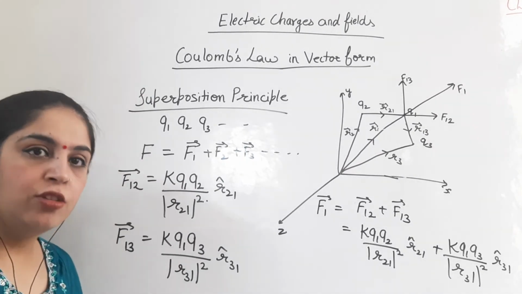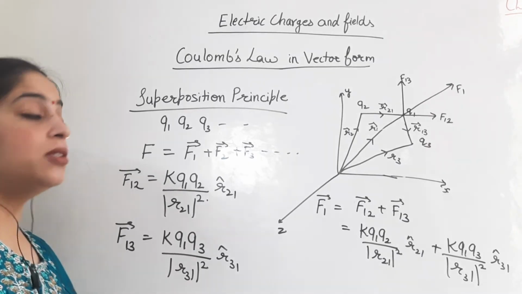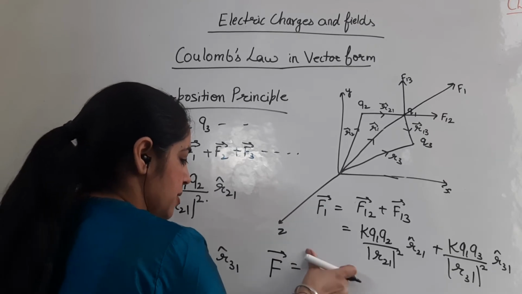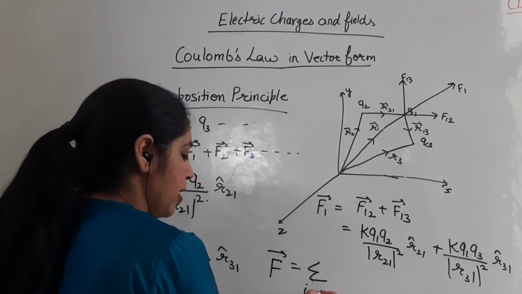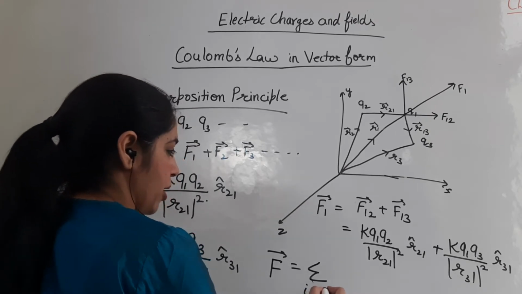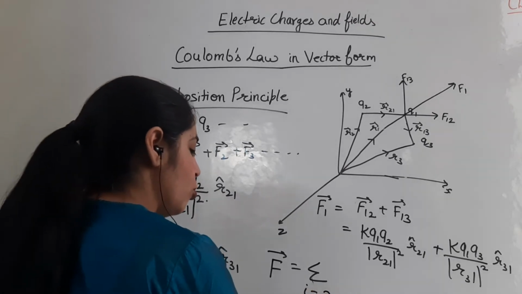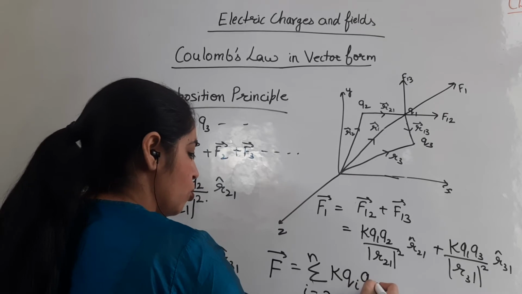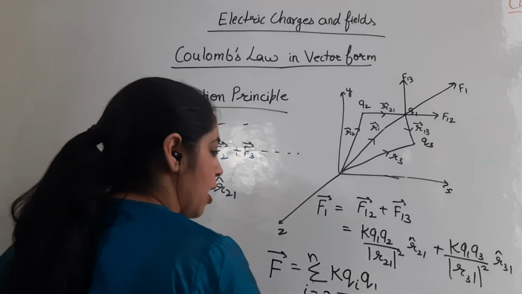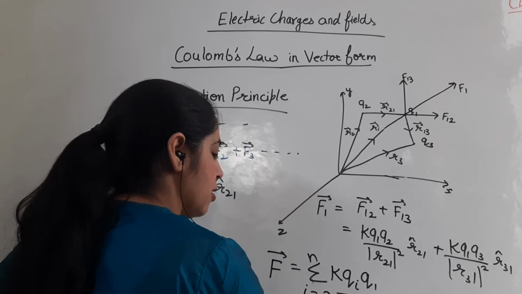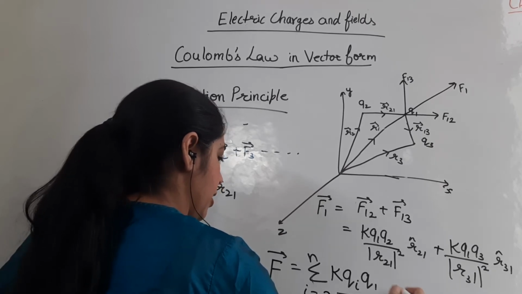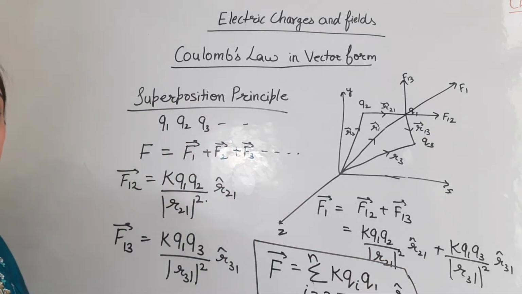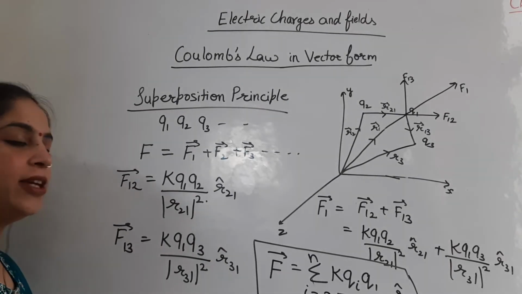If I have more than 3-4 charges, or multiple charges, I will write F is equal to the summation, i equals 2 to n, of k qi q1 upon ri1 square, ri1 unit vector. This is the general formula for Coulomb's law if I have n number of charges.